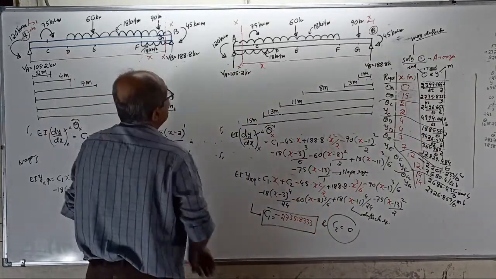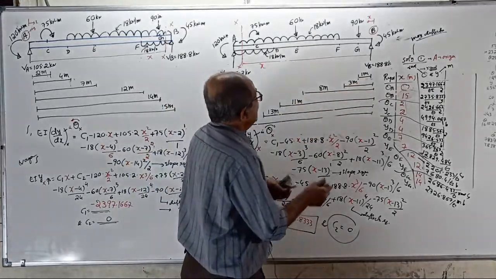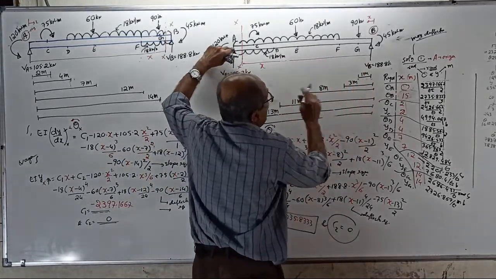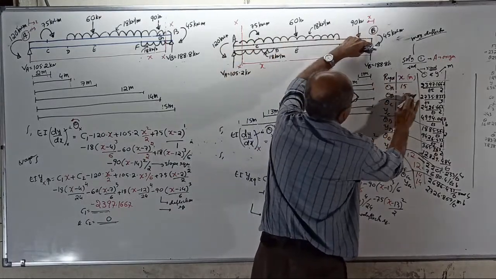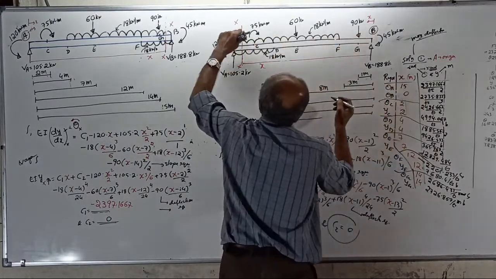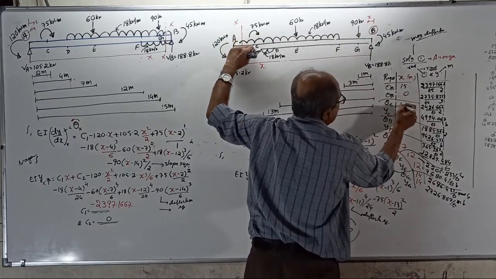Wait for some time. Go to solution B. C1, C2 over. See, tell me the answer. I will tell you. To get slope at A, put x equal to 15 meter. To get slope at B, put x equal to 0. To get slope and deflection at C, put x equal to 13 meter.